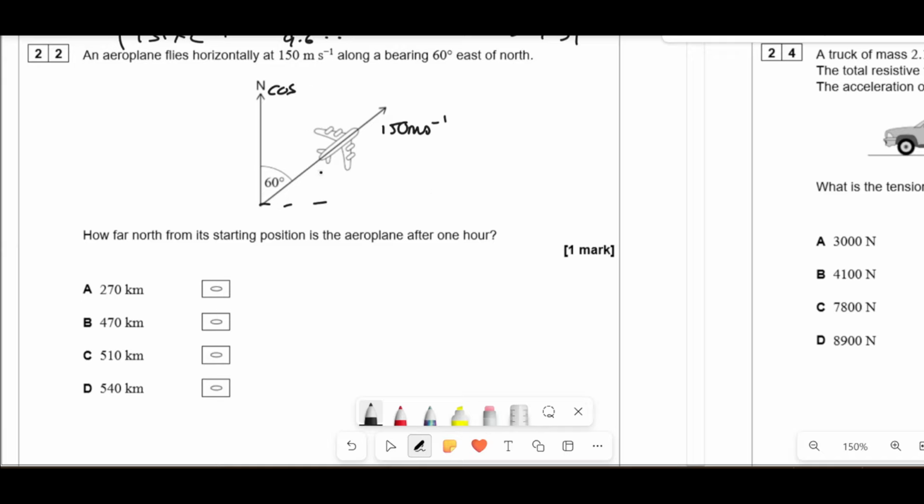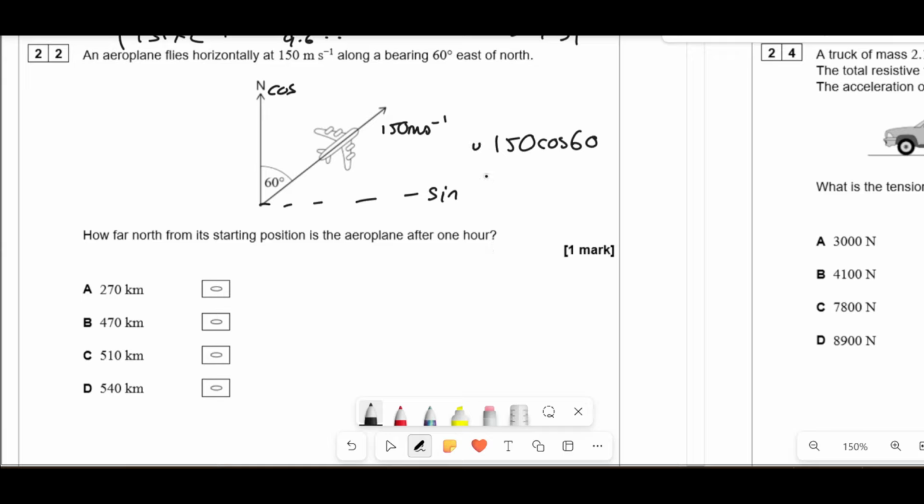And if I'm going against the angle, it's going to be sine. So in this case, because I want this vertical component here, it's going to be cos. So it's going to be 150 cos 60. That's going to be the vertical component of it from the north. And they want to know how far north it's going to be from its starting position after 1 hour.